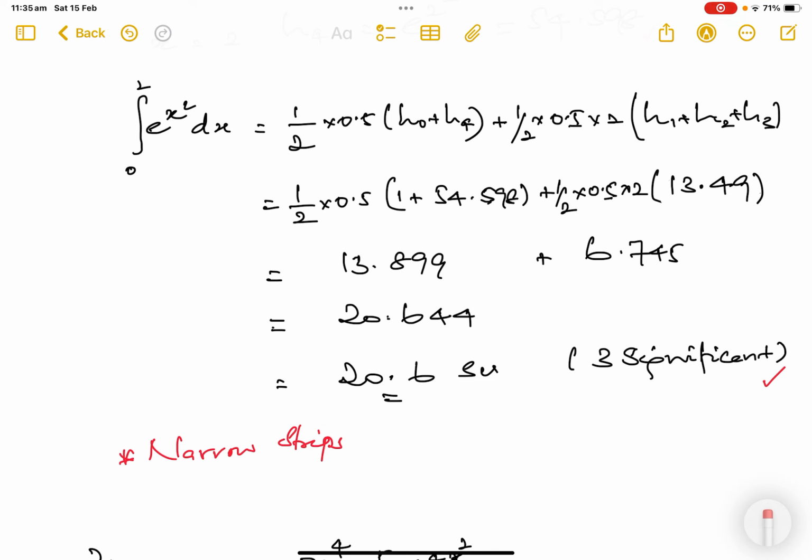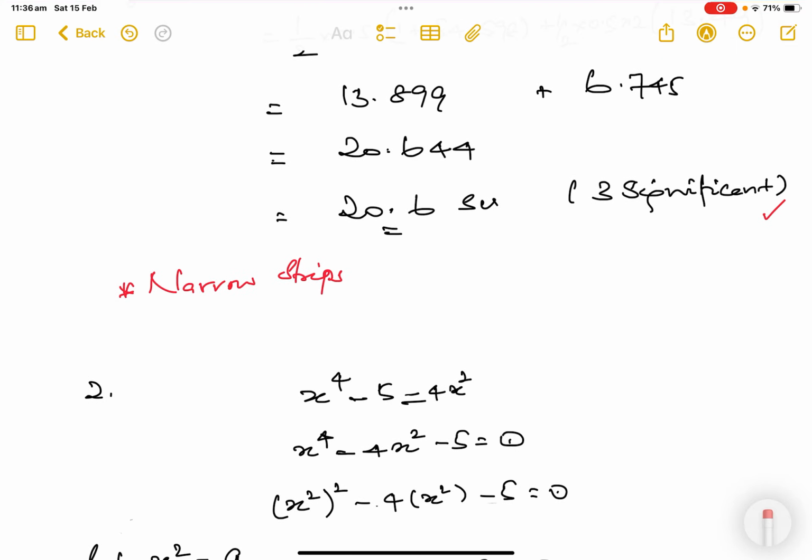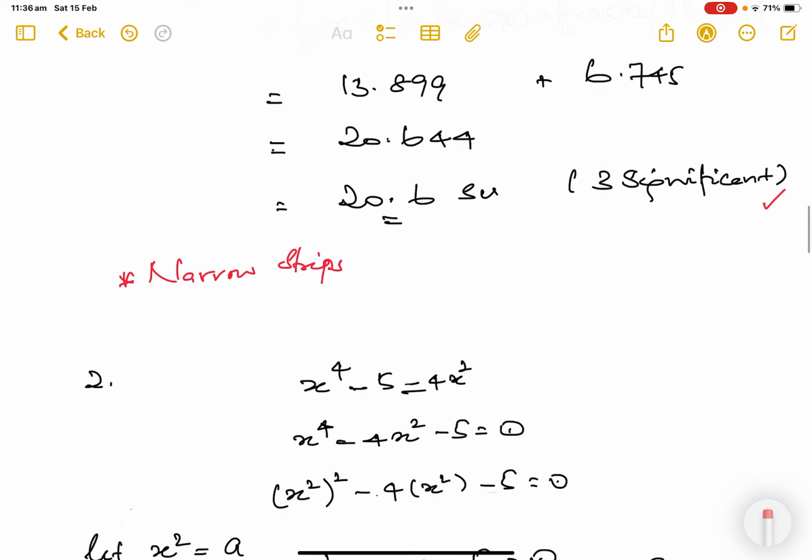Half times 0.5, the H0 is 1, H4 is 54.598, plus half times 0.5 times 2, and H1, H2, H3 values are already found. Just add those values, 13.49, and use a calculator. It gives you 13.899 plus 6.745. Add them together, 20.644. The question asks us to give the answer to three significant figures, so 20.6 square units. That's the answer.